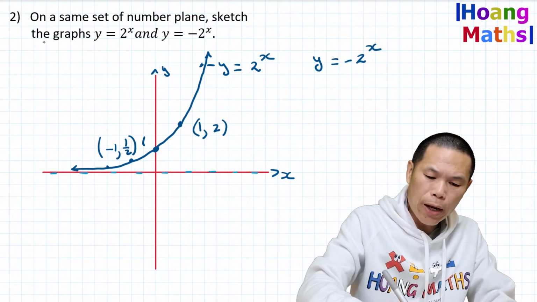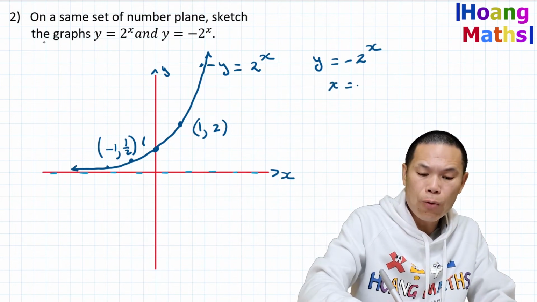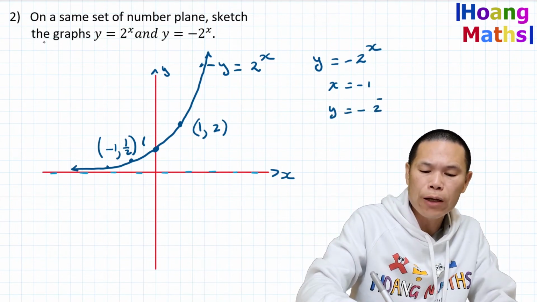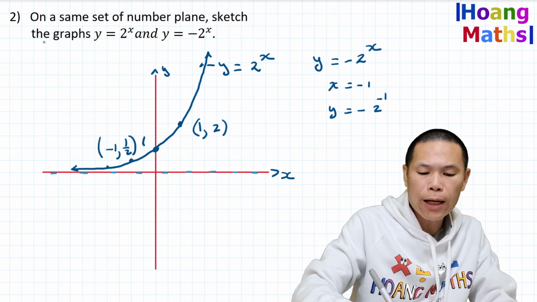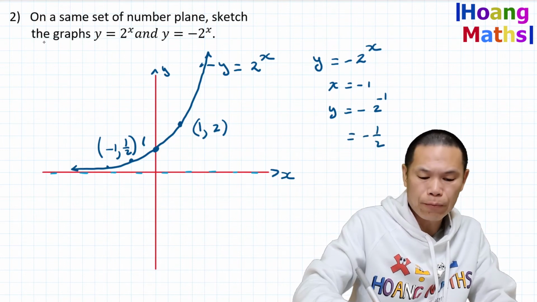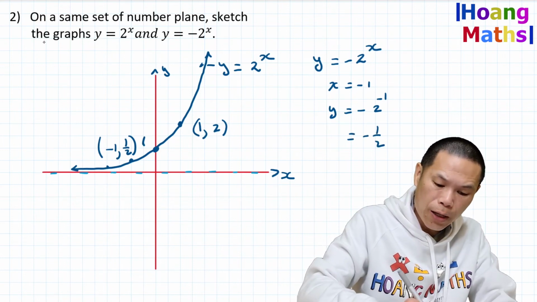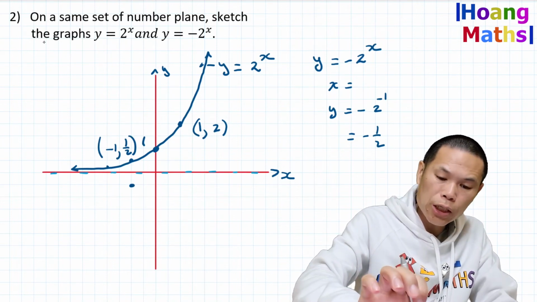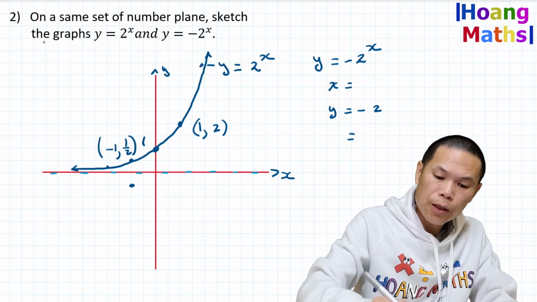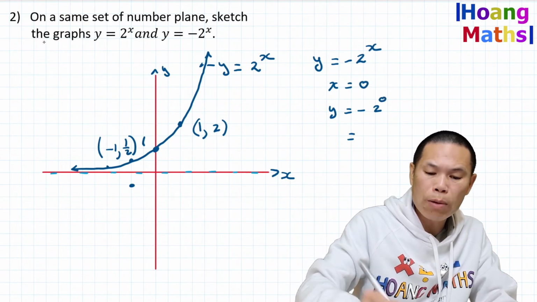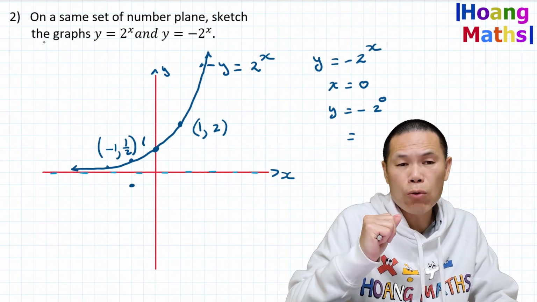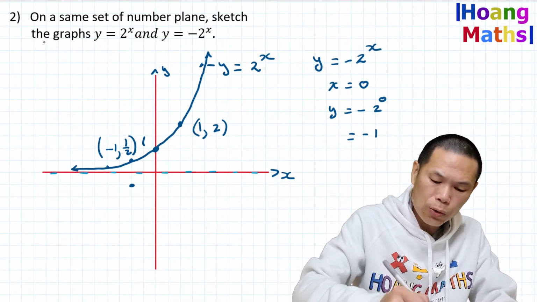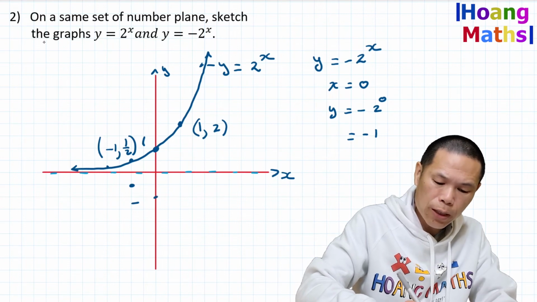So let's say when x is equal to negative 1, y is equal to negative 2 to the power of negative 1. Put that on the calculator, you should get negative a half. So negative 1, negative half. So it's roughly here. And when x is 0, that becomes negative 2 to the power of 0. A number to the power of 0 is 1, so the answer is negative 1. So 0, negative 1 here.